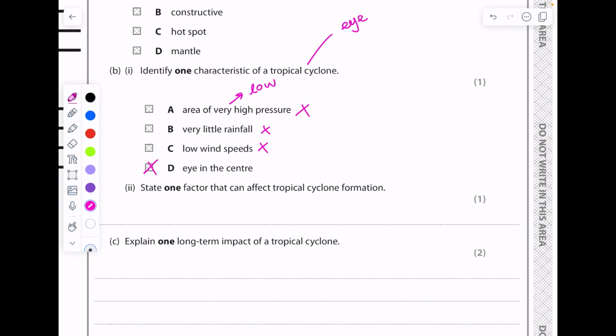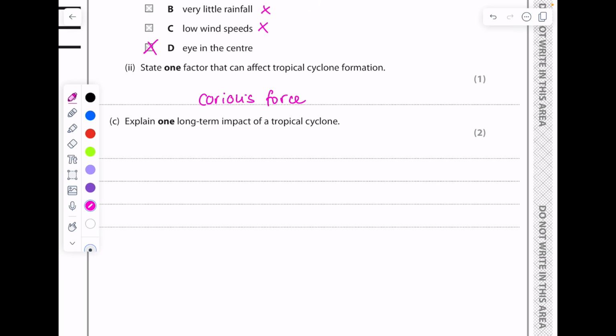State one factor that can affect tropical cyclone formation. I'm just going to pop here the Coriolis effect. Remember, that's the effect of the Earth's rotation on the direction that the winds blow. You could have also said warm sea temperatures. Remember, we need a minimum of 26 degrees Celsius, wind shear, air pressure, climate.